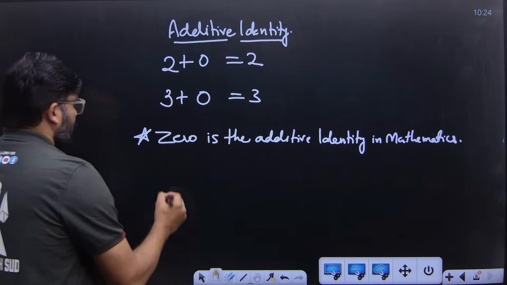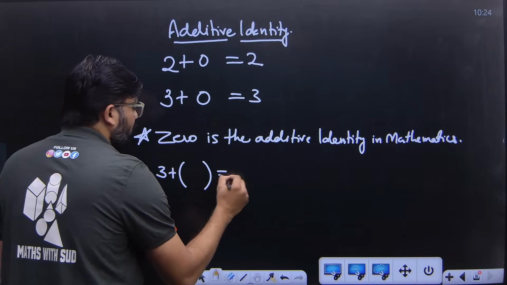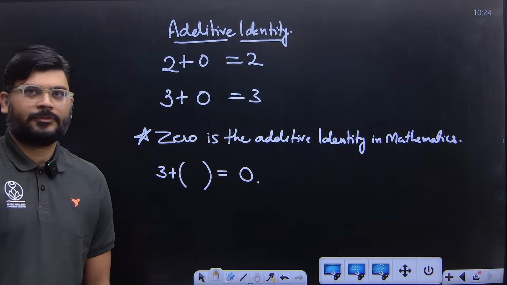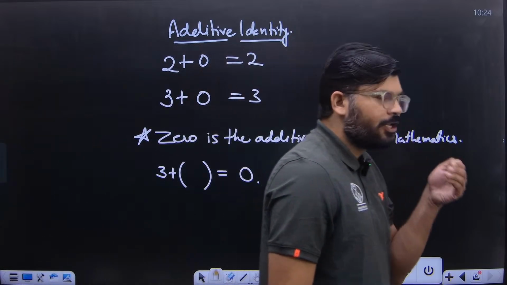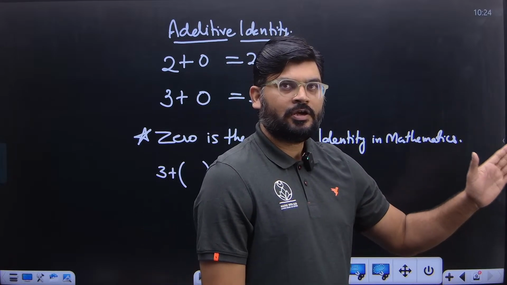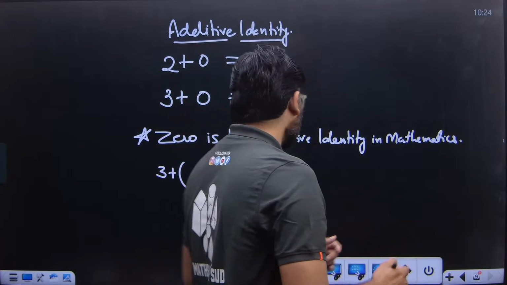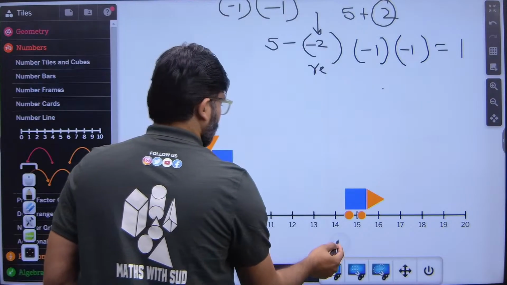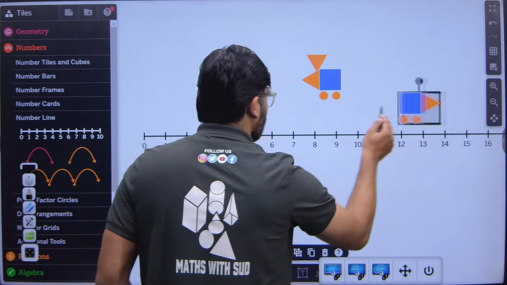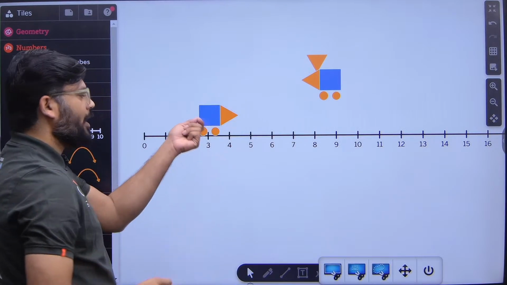Now if I ask you a counter question, what should be added to 3 so that it becomes 0? You are sitting on 3, facing towards the positive direction. What should be added to you so that you become 0? That means in which direction do I have to make you move? Negative? Good answer. So I need to make you move towards the negative direction.